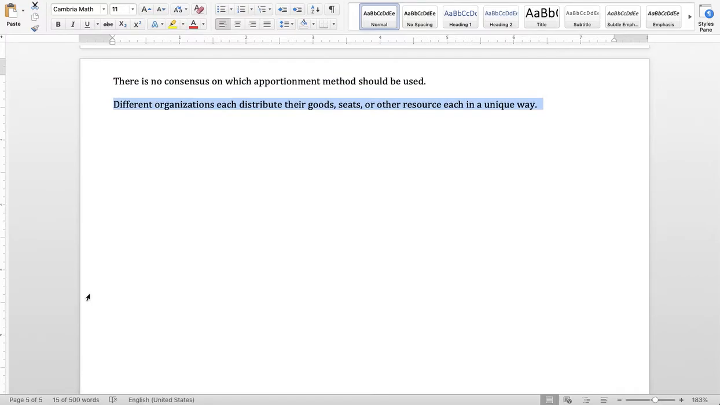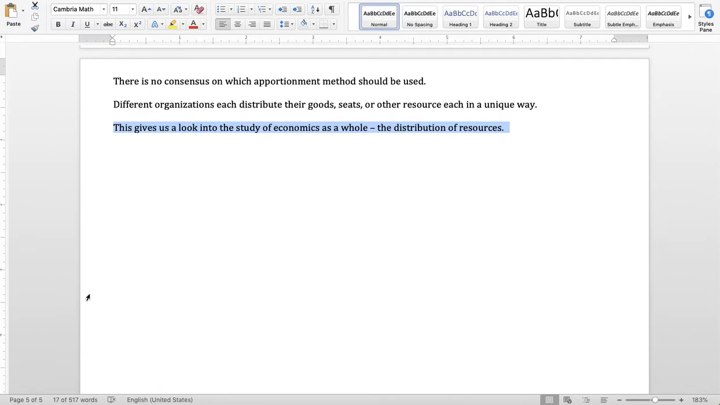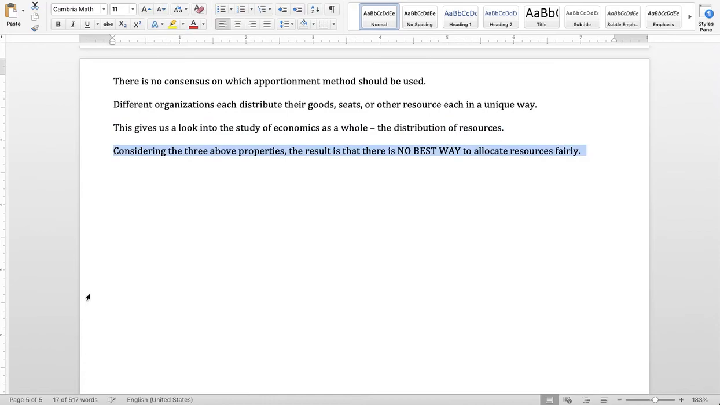Different organizations, it's all about distributing, apportioning, sharing proportional your goods, seats, or any other resources along the way. This is the base idea behind economics. How do you allocate resources? How do you apportion resources fairly amongst different groups? And if we look at those three above properties, we saw that the quota property, both of our quota methods satisfied that, but our three divisor methods do not satisfy that. But the other two properties, it's the opposite way around.